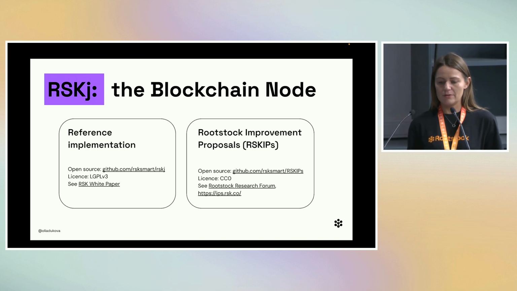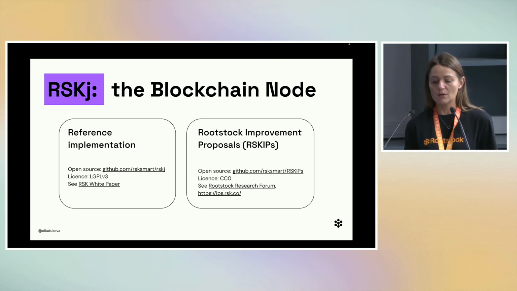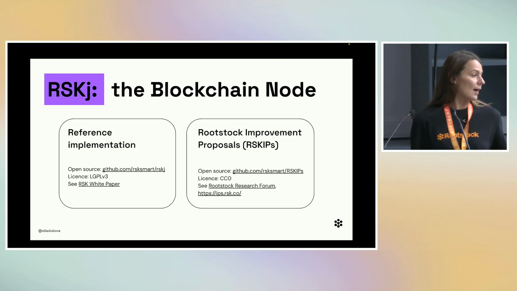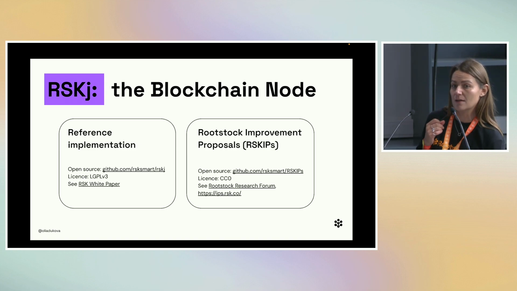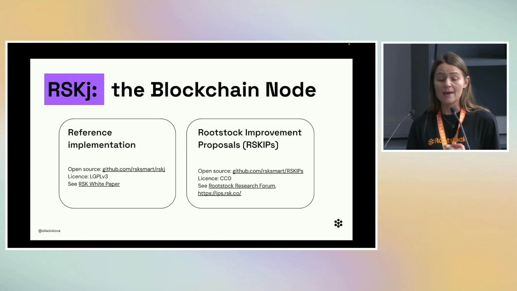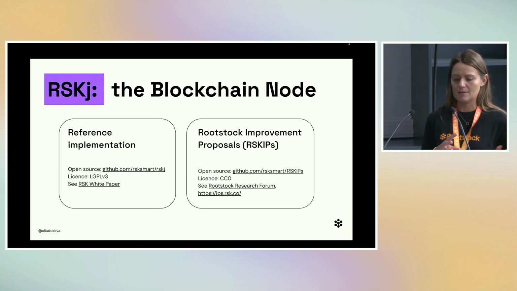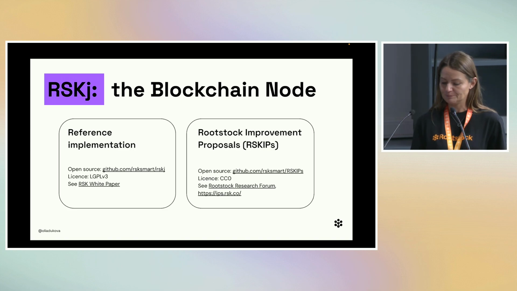RSKIPs, so Rootstock Improvement Proposals, are very similar to EIPs. They're open source on GitHub. It's basically a bunch of markdown files that everybody can go and check out under the CC0 license. And there's also a forum for those discussions. It's just a bit more user-friendly. It's categorized, so if anybody's interested.